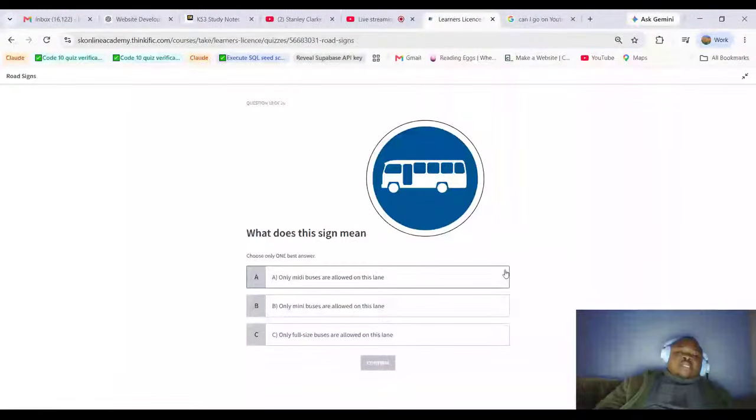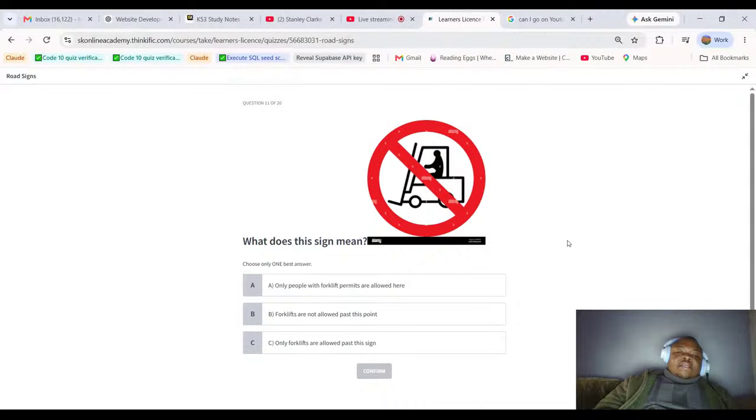Next question. What does this sign mean? So I'll give you the answer. It says here, this is a sign of a midi bus. So therefore the answer is only midi buses are allowed. So it's A.